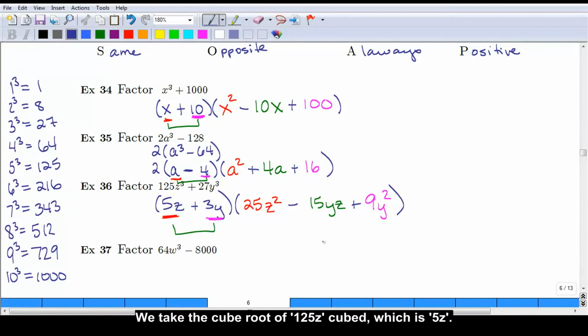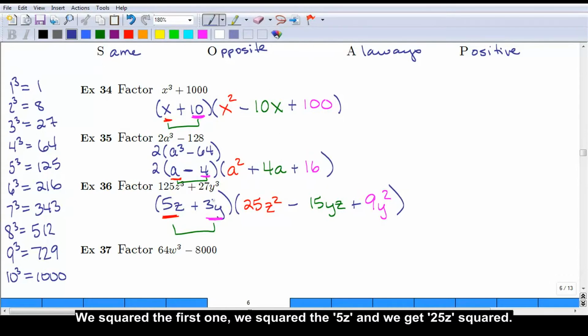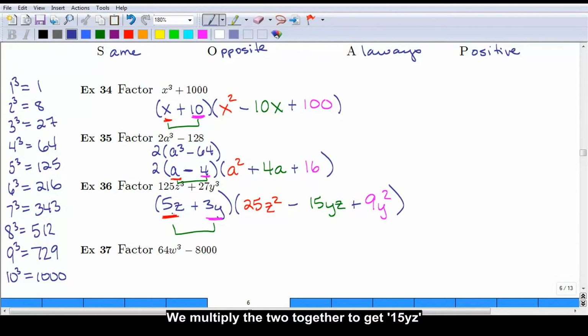We take the cube root of 125z cubed, which is 5z. Then we take the cube root of 27y cubed, which is 3y. Then we look at these terms that we found. We square the first one, we square the 5z, and we get 25z squared. We multiply the two together to get 15yz, and we square the last term, the 3y, to get 9y squared.